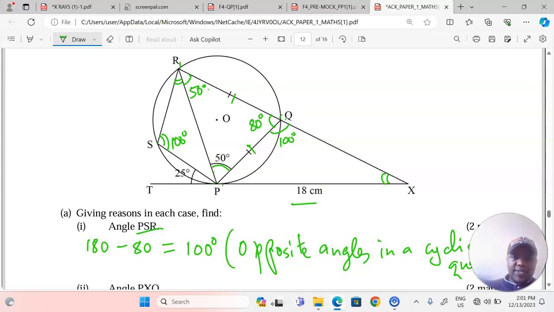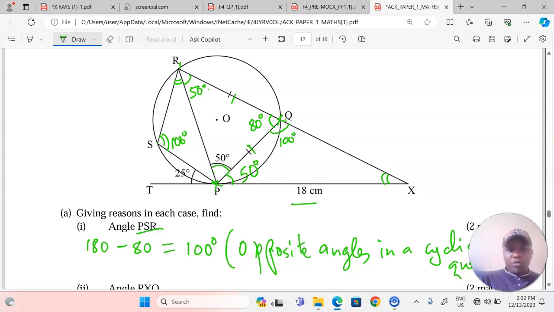Something else we are supposed to understand is that we have a chord, PQ. This is a chord. Now, the chord is projecting an angle of 50 degrees in the alternate segment. And the same chord is leaving a certain angle with a tangent at this point. So this angle is also going to be 50, because we usually say the angle made by a chord and a tangent is equal to the angle made by the same chord in the alternate segment. Therefore, angle QPX equals 50.